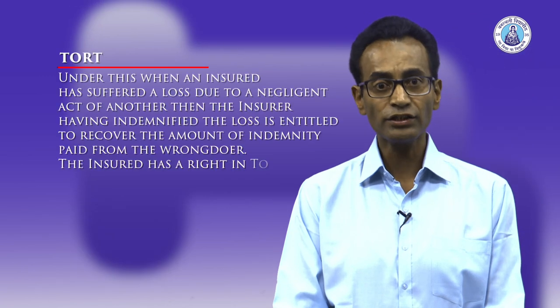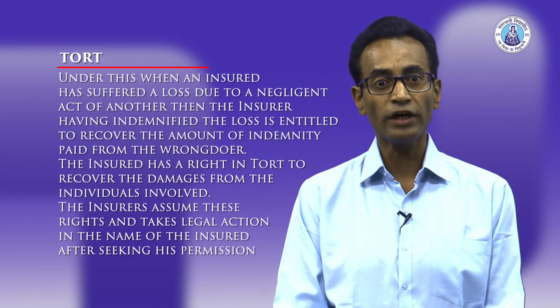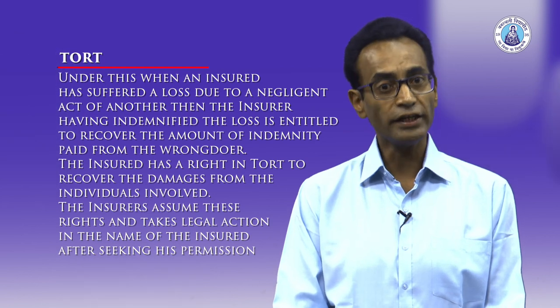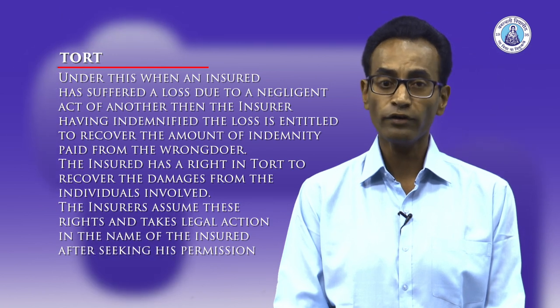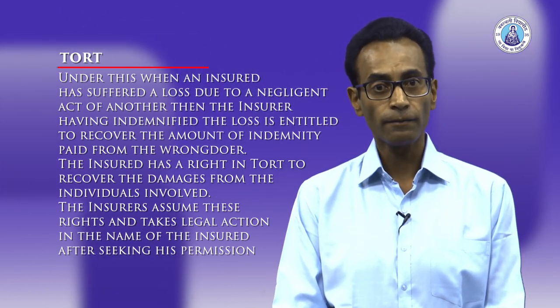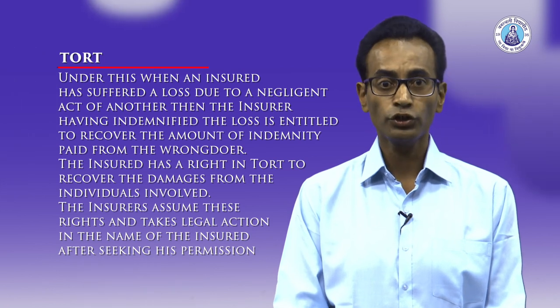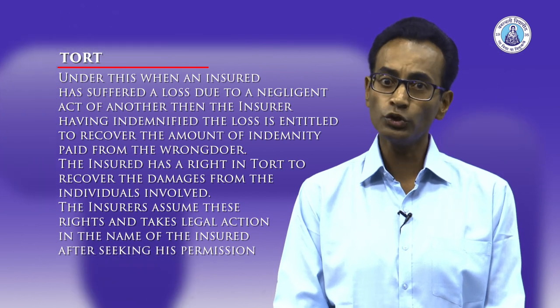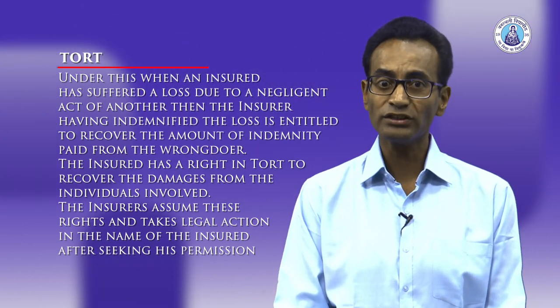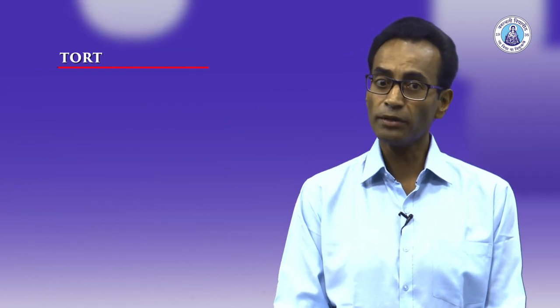I will now focus on ways in which subrogation can arise. There are four ways in which subrogation can arise in an insurance contract, and they are: the first is tort. Under this, when an insured has suffered a loss due to a negligent act of another, then the insurer, having indemnified the loss, is entitled to recover the amount of indemnity paid from the wrongdoer. The insured has a right in tort to recover the damages from the individuals involved. The insurer assumes these rights and takes legal actions in the name of the insured after seeking his permission.